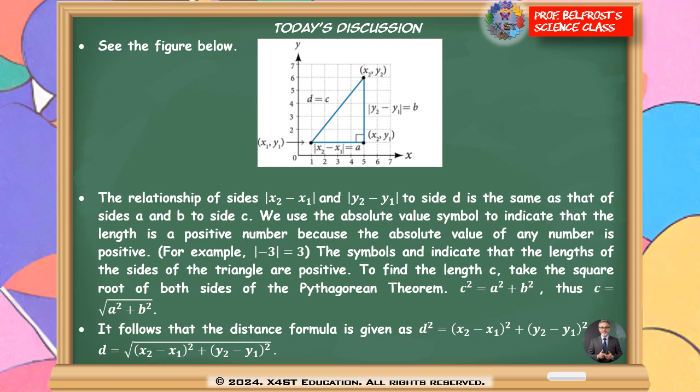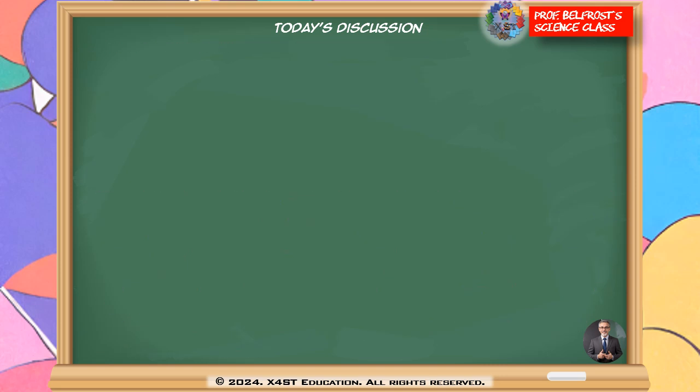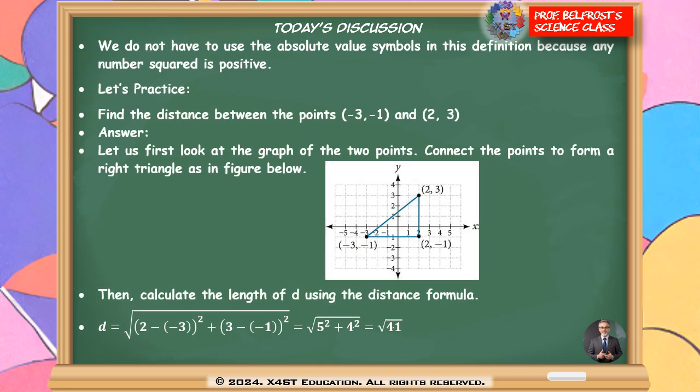To find the length C, just take the square root of both sides of the Pythagorean theorem. So it follows that D equals the square root of the sum of x2 minus x1 squared and y2 minus y1 squared. We don't have to use the absolute value in this definition, because we have squared them. A number that is squared is always positive, okay?